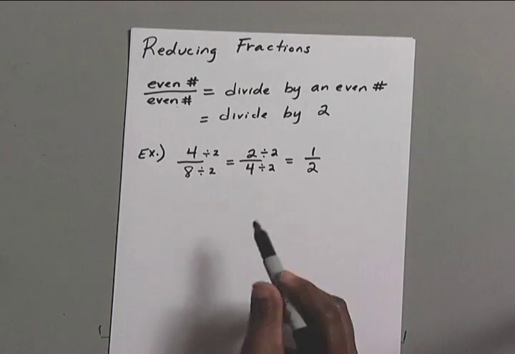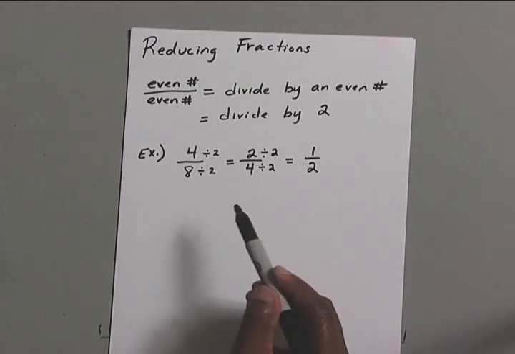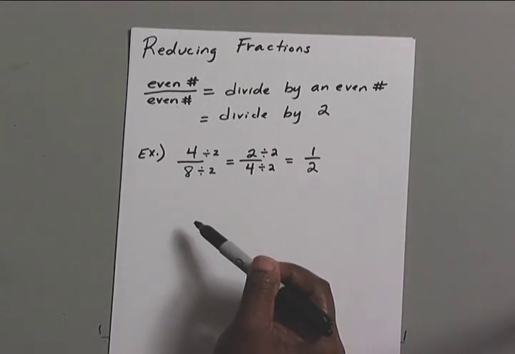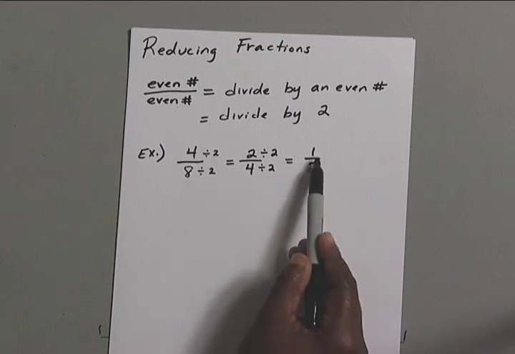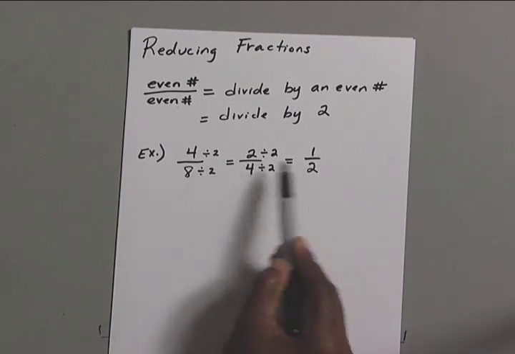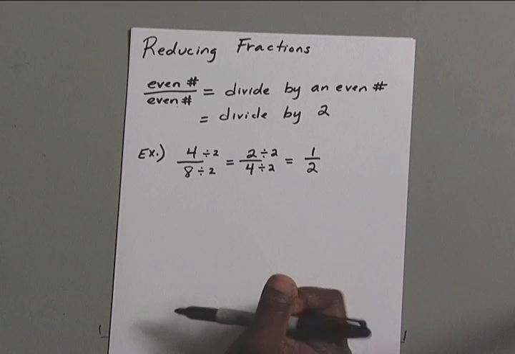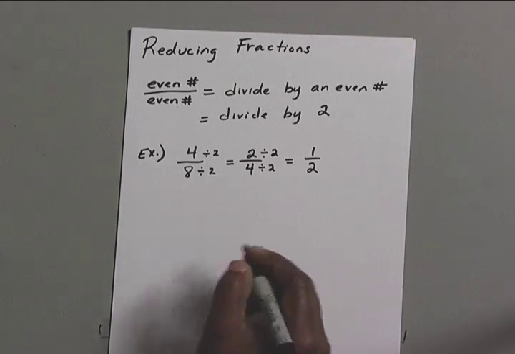Now, another thing we could have done was divided both numbers by 4. 4 divided by 4 would give us 1. 8 divided by 4 would give us 2, and so we still would get the same result.